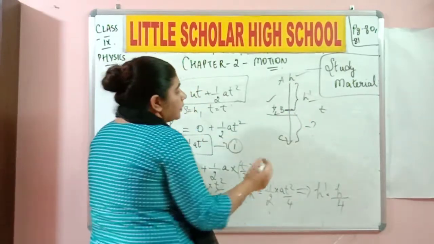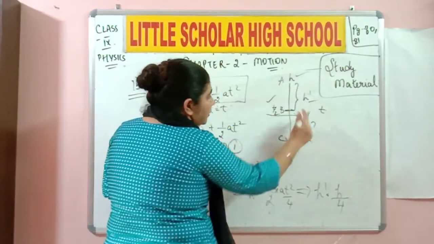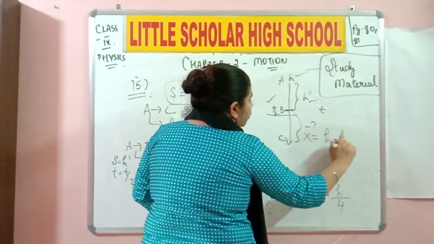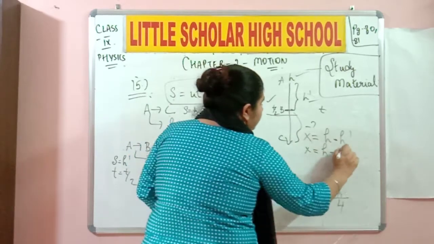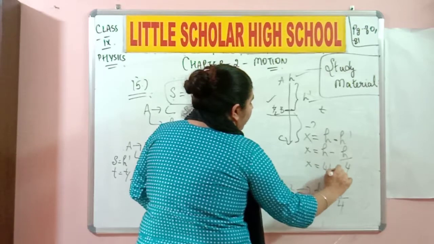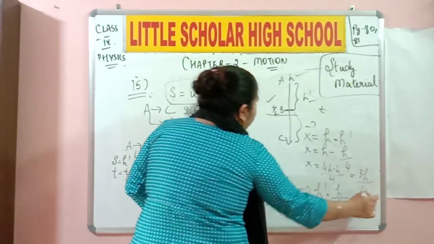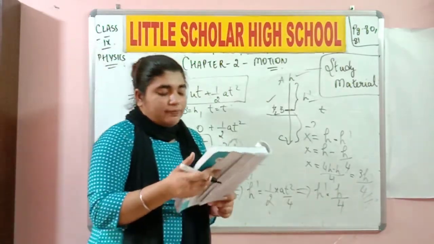Yes. So let this part be x, and x is equal to nothing but the complete distance minus this known distance. So x is equal to h minus h dash. What is h dash, class? It is h by 4. So take an LCM, you get 4h minus h by 4, which is 3h by 4. Okay, that's your answer. So that is option number C.